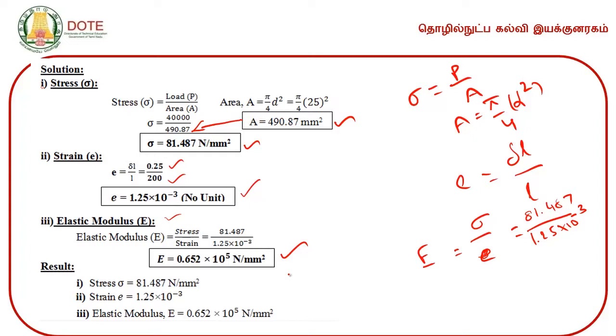Now we go to take down the results. We have to take down the results of all the values and summarize them. Result: stress is equal to 81.487 Newton per mm square, strain 1.25 into 10 to the power minus 3, no unit, elastic modulus E 0.652 into 10 to the power 5 Newton per mm square.